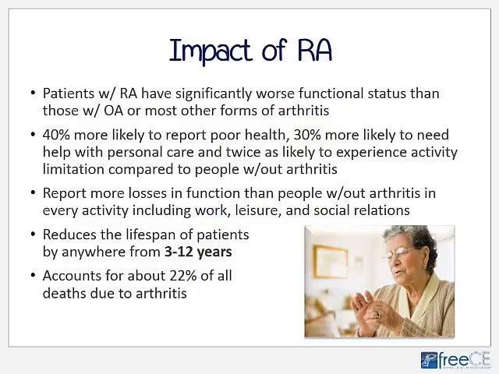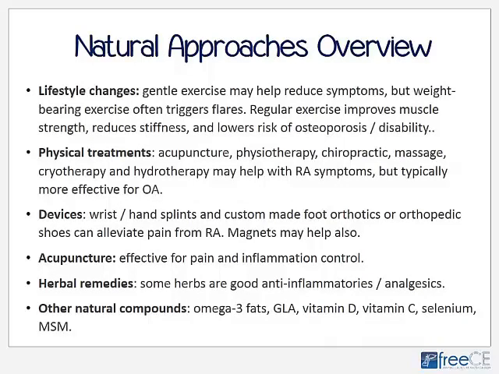Interestingly, and perhaps most scary, RA reduces the lifespan of patients by anywhere from 3 to 12 years. And in fact, RA accounts for about 22% of all deaths due to arthritis. And this is typically due to pericarditis or pleuritis or vasculitis, which triggers heart attacks, various breathing issues, and can trigger deadly infections.